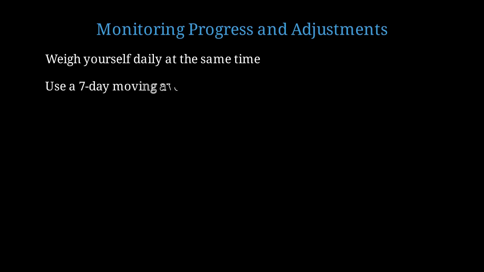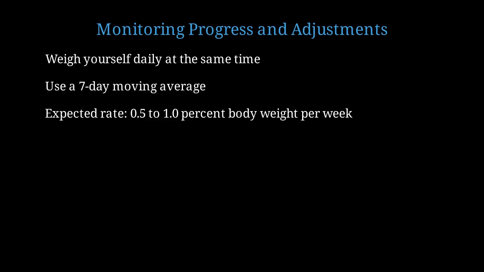Finally, let's discuss how to monitor your progress and make adjustments. Weigh yourself daily at the same time, preferably in the morning after using the bathroom and before eating. Don't focus on day-to-day fluctuations. Calculate a 7-day moving average of your weight. This smooths out water weight variations. Expect to lose 0.5 to 1.0% of your body weight per week. For an 80-kilogram person, that's 0.4 to 0.8 kilograms per week.